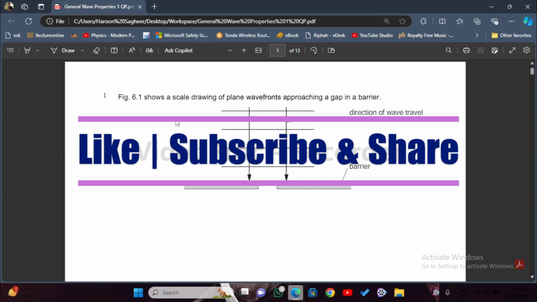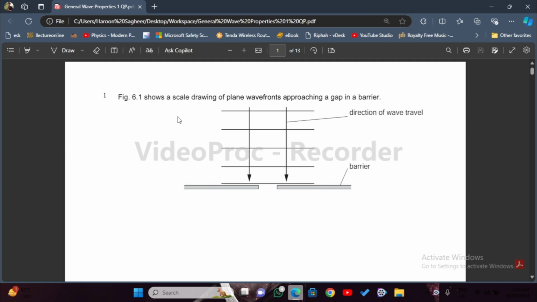Today we're going to do a P4 worksheet on waves, general properties of waves, whatever the name is in your textbook. And this worksheet is basically related to the extended syllabus. Right, let's start from question number 1.